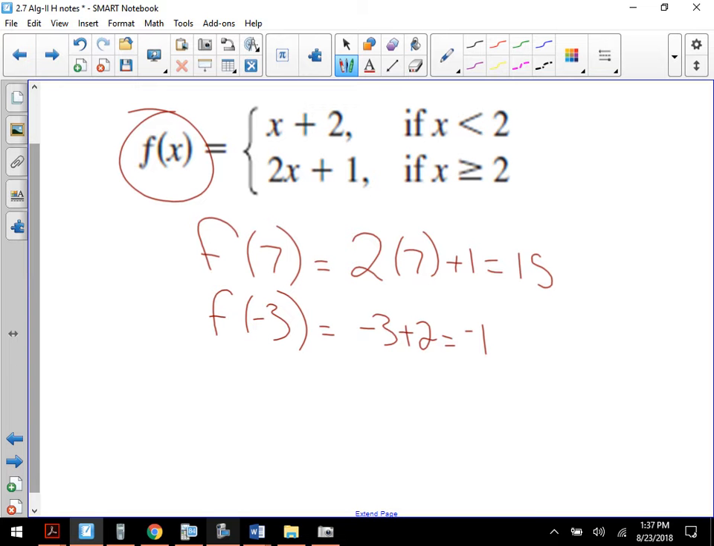So when you do this algebraically, they might just say, hey, what's f of 12? And then you have to go, is 12 bigger than 2 or smaller than 2?